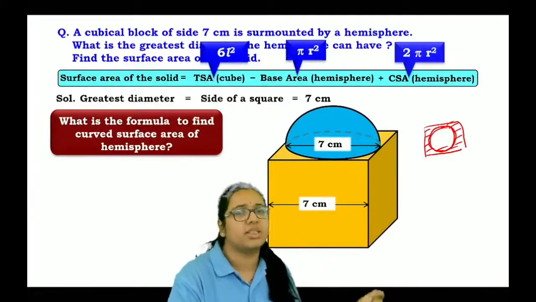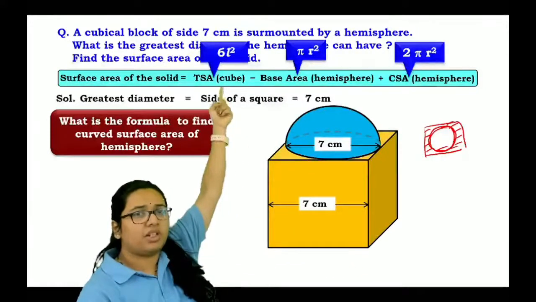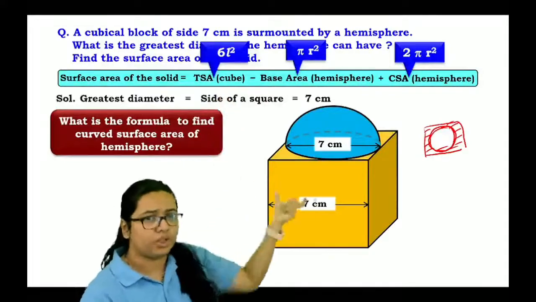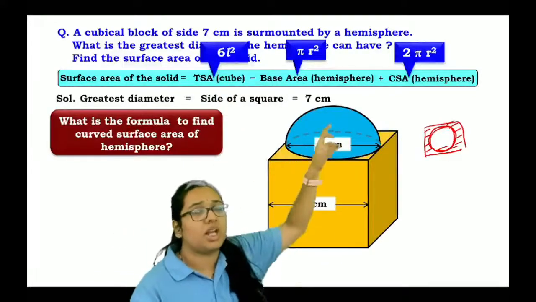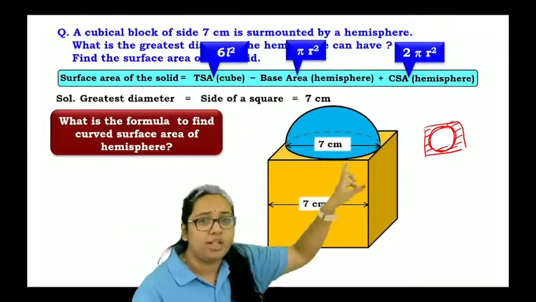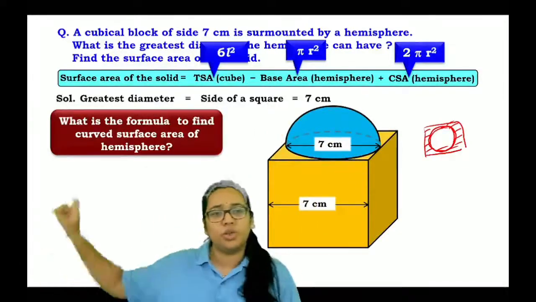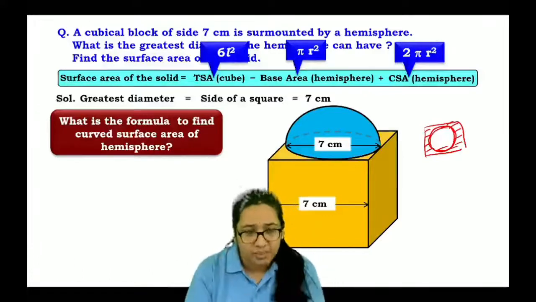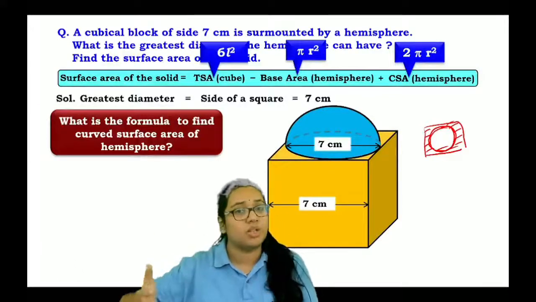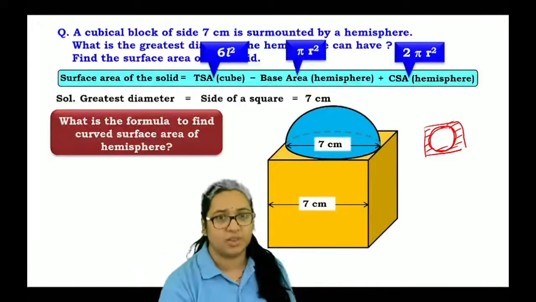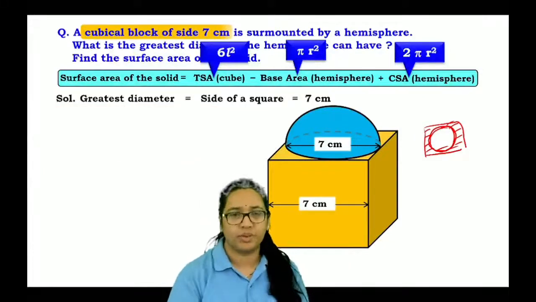The only thing is that we already have the side of the cubical block, but we have to find the value of r for this hemisphere. Already we have the value of the diameter, so from the diameter we have to find the value of r. Getting this one? Okay.